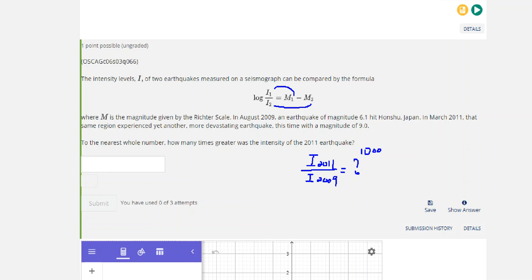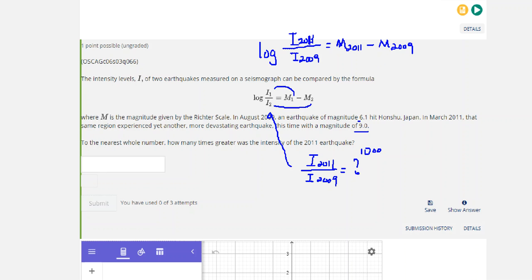Therefore, I'm going to take advantage of the formula here. I just need to know the log of the intensity level of 2011 over the intensity of 2009. According to this formula, it's going to be the magnitude of 2011 minus the magnitude of 2009.